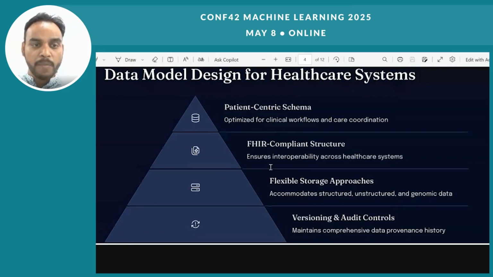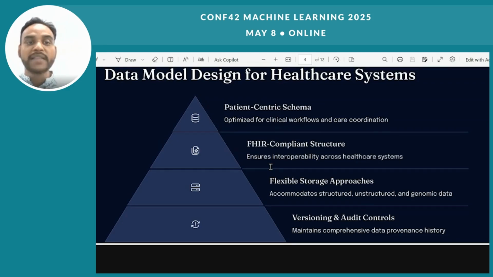Patient-centric schema. A modern healthcare information system requires a sophisticated data modeling approach to handle the increasing complexity of patient data. Research analyzing healthcare data architecture has demonstrated that implementing FHIR-compliant schemas with an optimized index strategy can reduce query response time by 35% while maintaining data integrity across distributed systems.